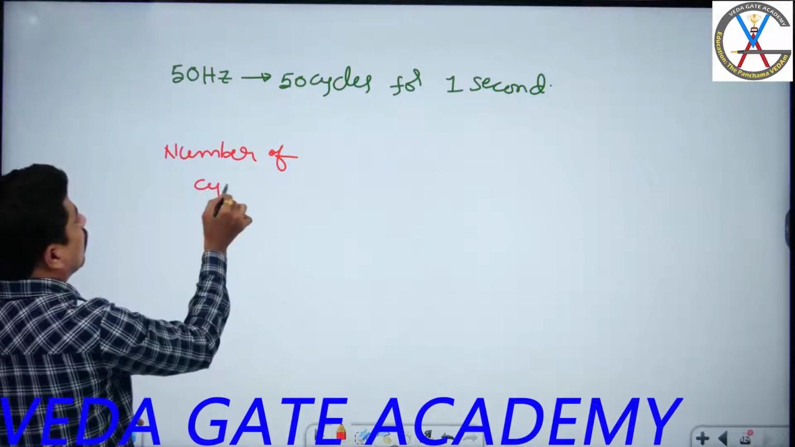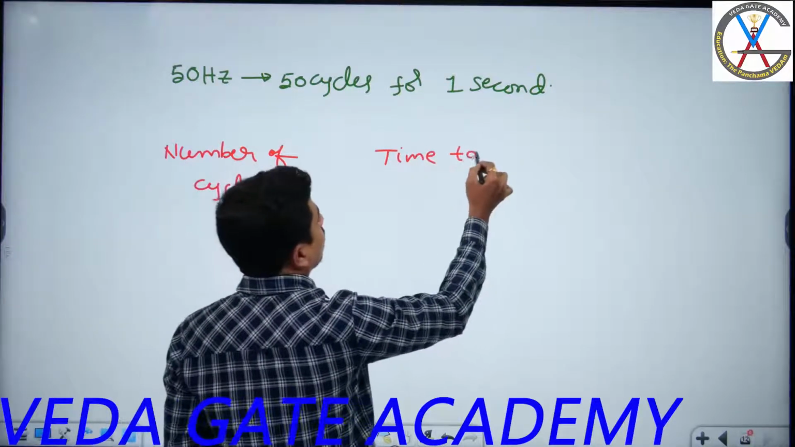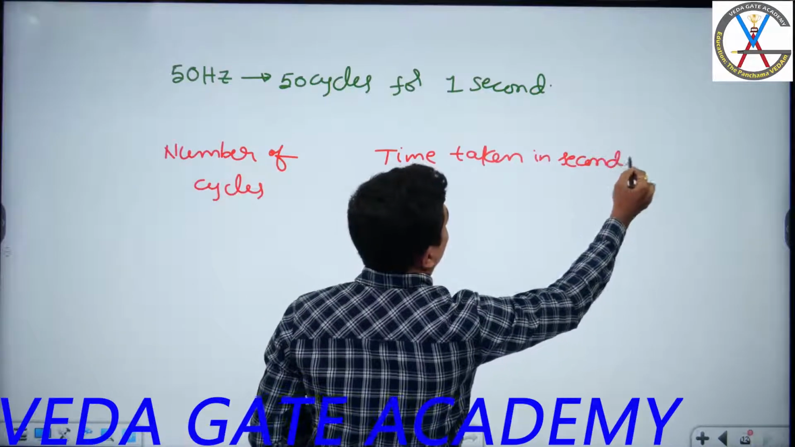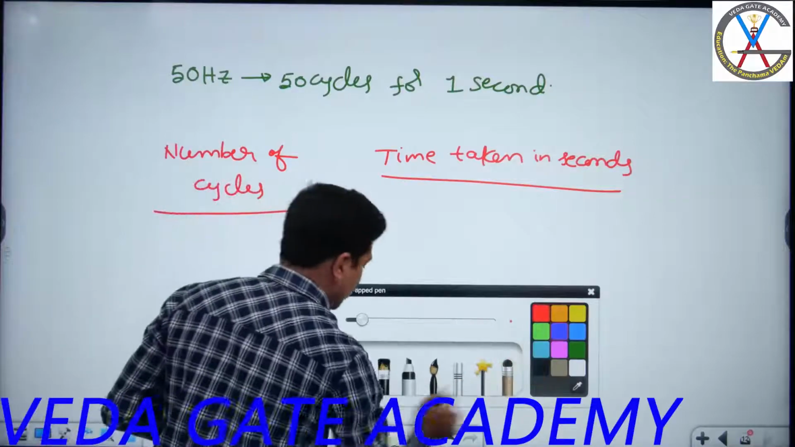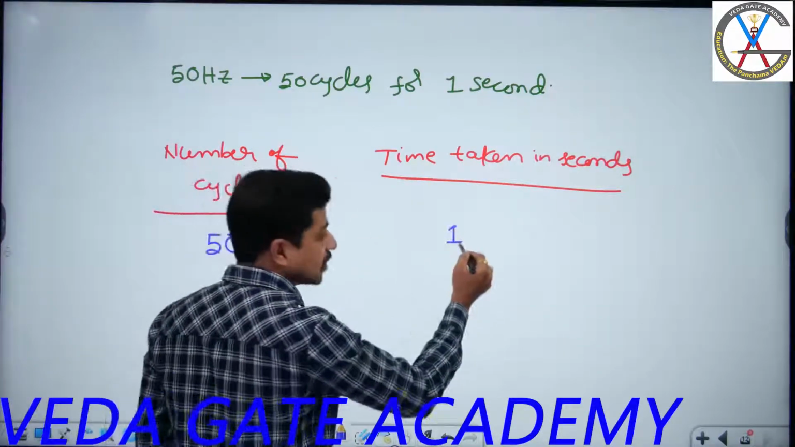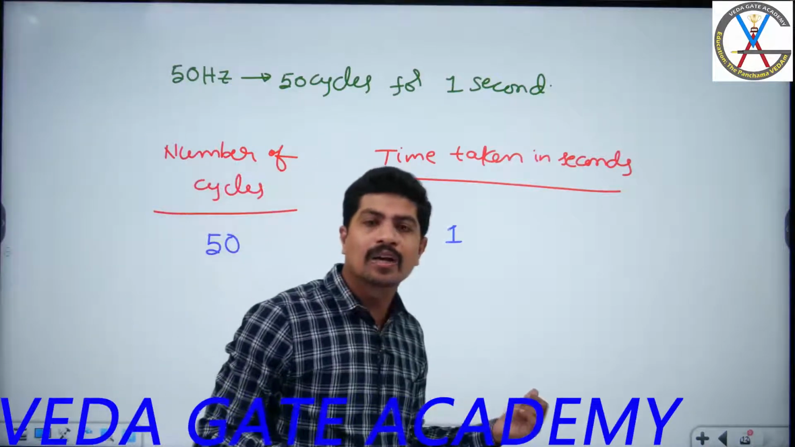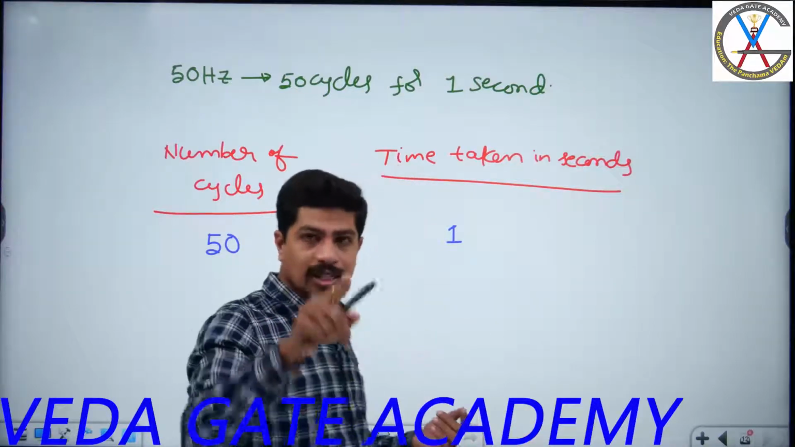Number of cycles. Here, time taken in seconds. How many cycles are we taking? 50 cycles. Within how much time? 1 second. Who is giving this answer? Our household frequency in India is 50 hertz. 50 cycles per 1 second.